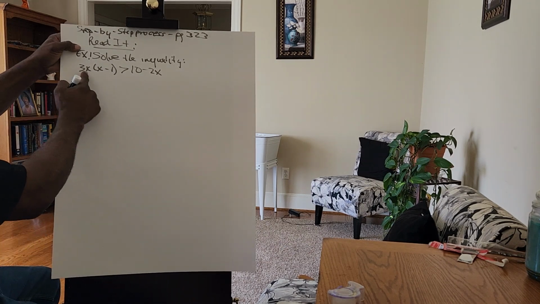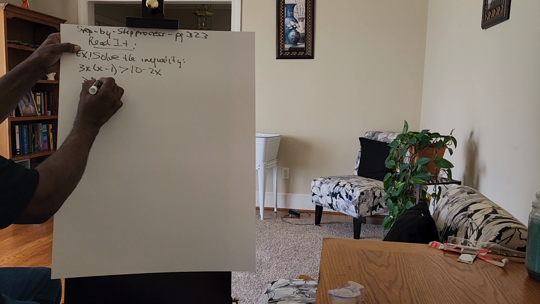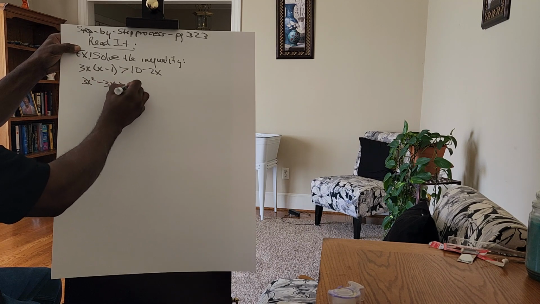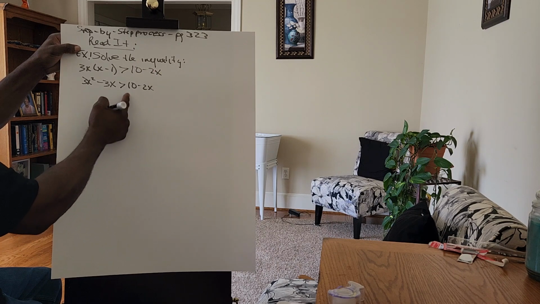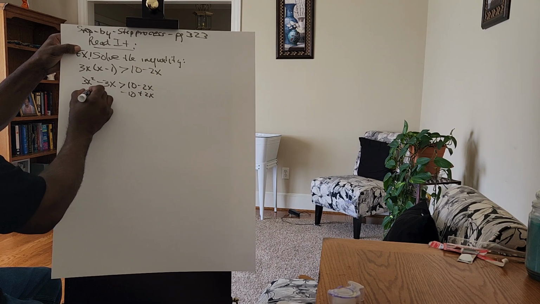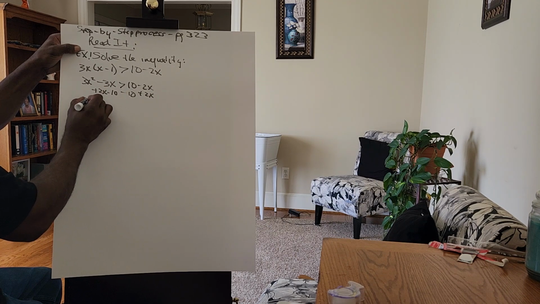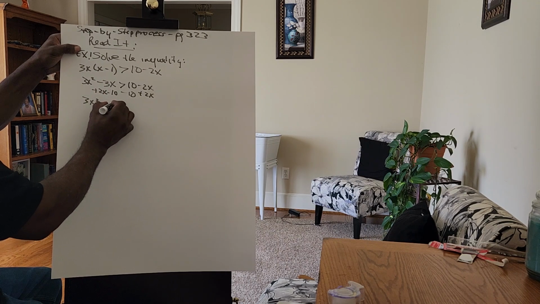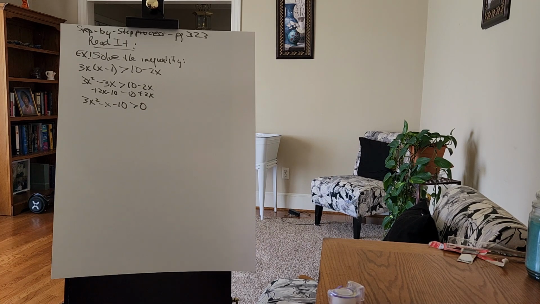So I'm going to distribute here. 3x times x is 3x squared. 3x times negative 1 is minus 3x. That's greater than 10 minus 2x. Now I'm going to get everything on one side because I want a 0 on this side. So add 2x and subtract 10. I get 3x squared, negative 3x plus 2x is minus 1x, and the minus 10 is here, and now I have greater than 0.